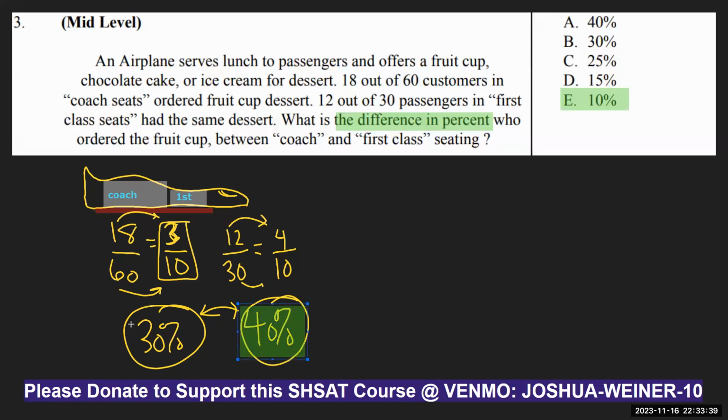Okay, so here, right, if it's -10, we're talking about the absolute value then, right? Because if it's 30 minus 40, that's 10% less, or 40 minus 30, that means first class is 10% more preferred. The fruit cup. Okay.